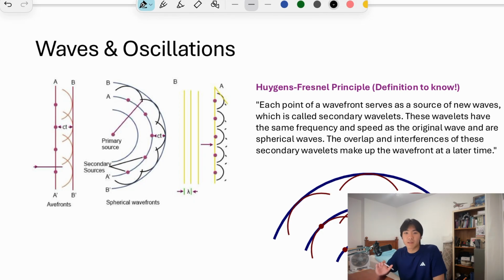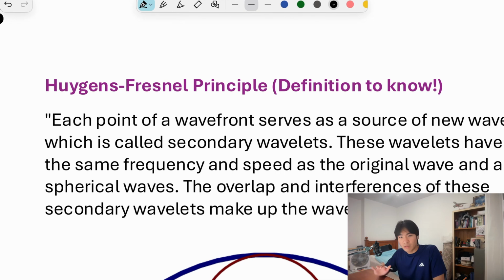So this is one of the important definitions that you should know. I do not know how to pronounce this guy's name, Huygens-Fresnel principle. That's what I call it. But I watched some YouTube video long ago and they pronounce it Huygen or something like that. I think this is a French guy or something. I lived in France, but it's all right.